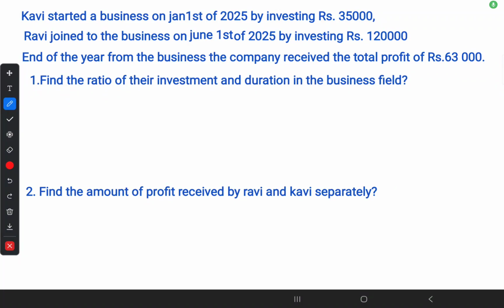Have a look into the question. This question is under ratio, different amounts of investment for different periods in the business. Kavi started a business on January 1st of 2025 by investing 35,000 rupees. Ravi joined the business on June 1st. That means Kavi is the person who is initiating the business.